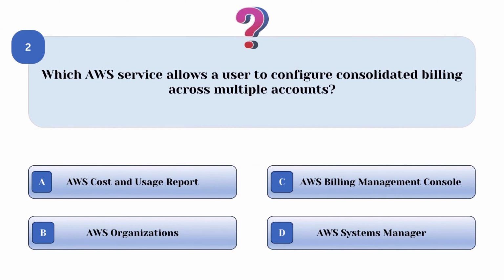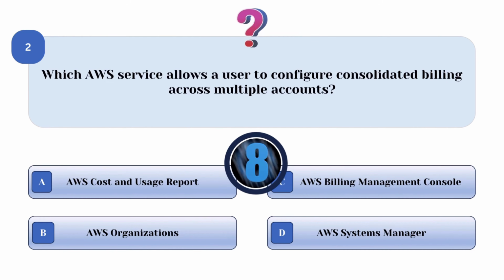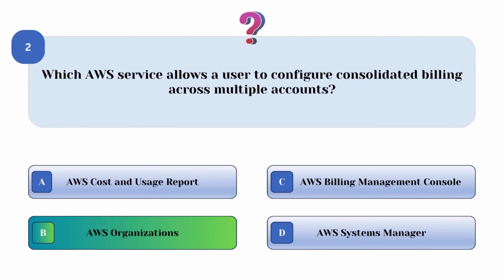Which AWS service allows a user to configure consolidated billing across multiple accounts? Correct answer: AWS Organizations. Explanation: AWS Organizations lets you consolidate multiple AWS accounts and manage billing centrally.